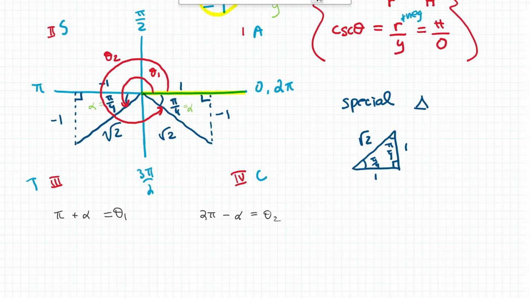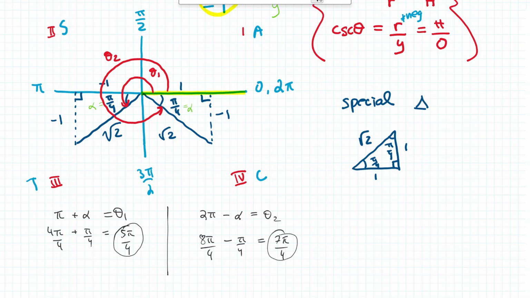So let's go ahead and just fill these in. So here we'll have pi plus pi over 4. Using a common denominator here, we get 5 pi over 4. And that is our first answer. And secondly, we have 2 pi minus pi over 4. Finding a common denominator, we can make this 8 pi over 4 minus pi over 4 equals 7 pi over 4. And that is our value for theta 2.